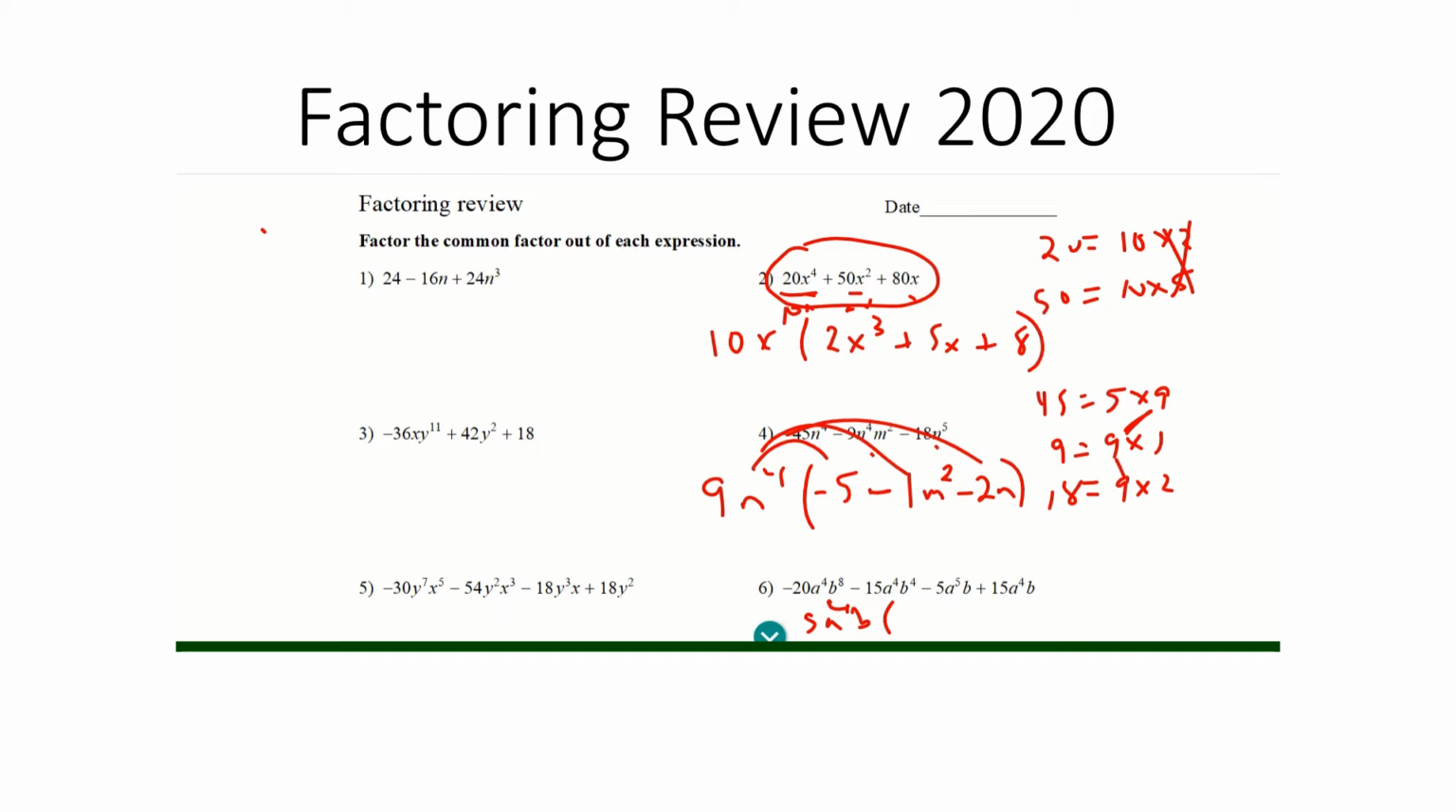So when I go to divide, I get negative 4. A to the fourth goes away. B to the 8th divided by b is b to the 7th. Minus 3. A to the fourth cancels out. B to the 4th divided by b is b to the 3rd. And then 15 divided by 5 is 3. A to the fourth cancels out, b and b cancel out. So that's just factoring greatest common factors. Nothing else I can do with it.